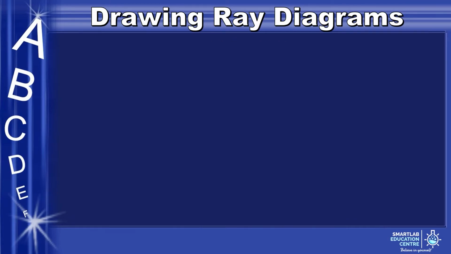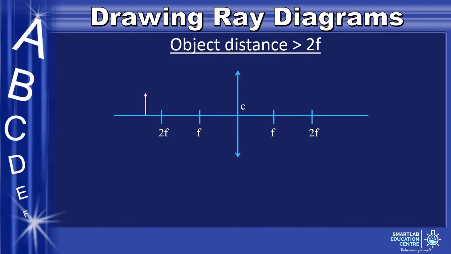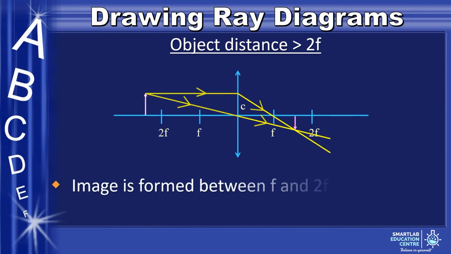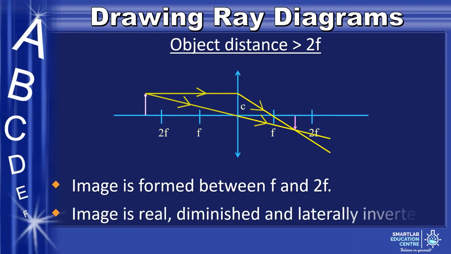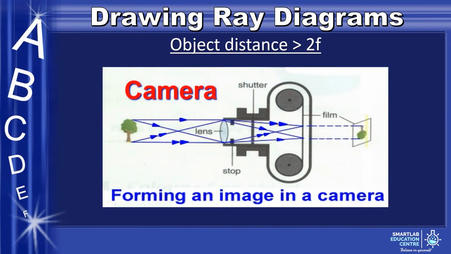Now, let us continue to draw more diagrams. Here, the object is more than 2 focal lengths away from the optical center. Attempt to draw the ray diagram for the scenario. We will end up with this diagram. The image is located between F and 2F. It is real, diminished, and laterally inverted. One such example of this ray diagram is a camera.